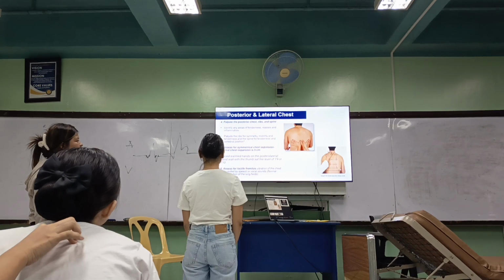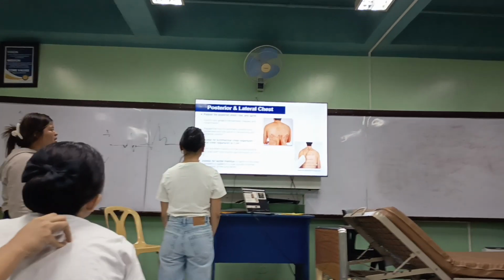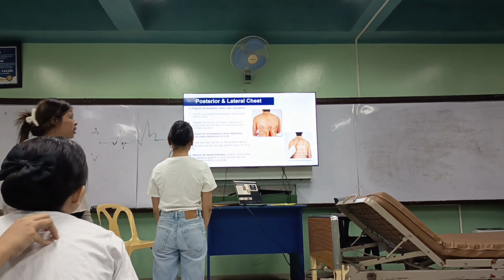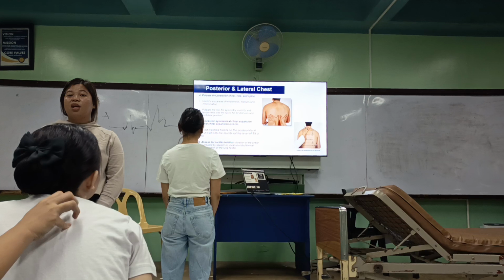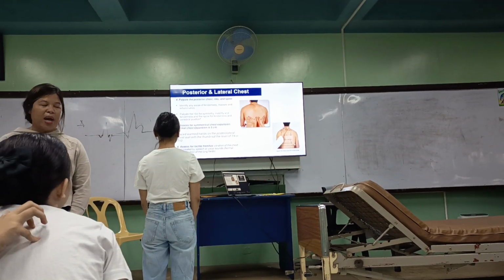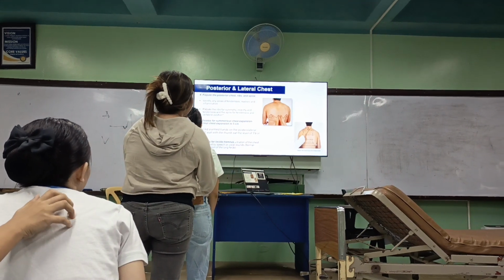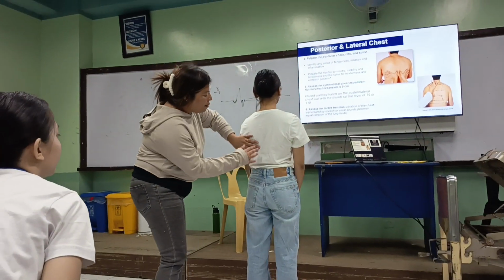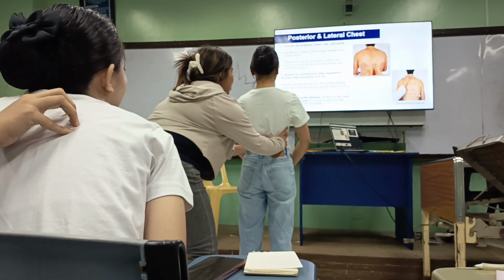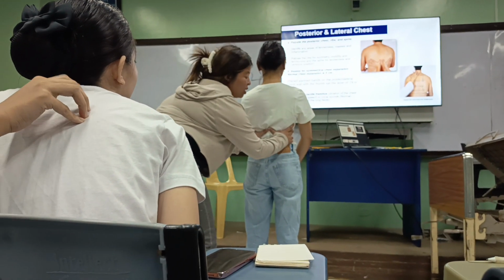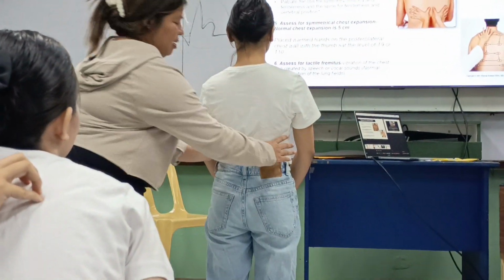Next is assess for symmetrical chest expansion. The normal chest expansion is 5 centimeters. On chest expansion, we are considering your inhalation and exhalation. So, you should place warm hands on the posterolateral chest. You have to check the last of the ribs, around T9 or T10. The thumbs are the only ones that should be used.